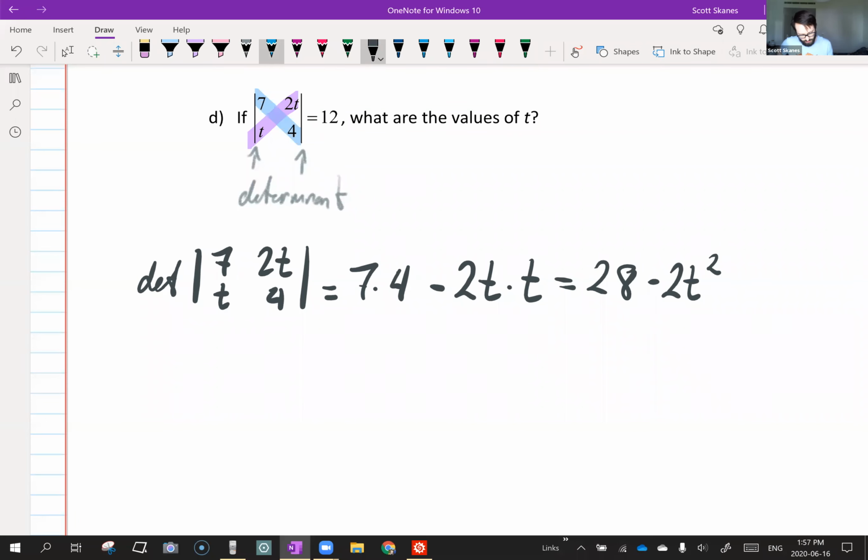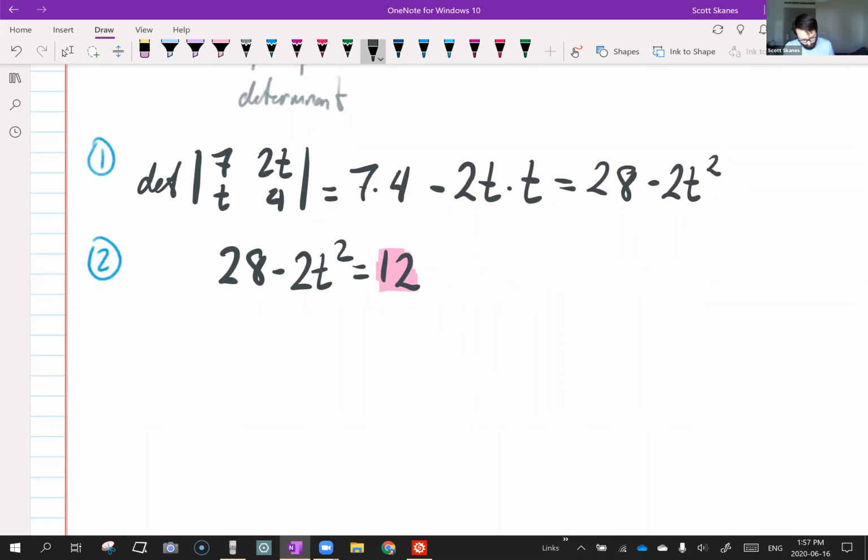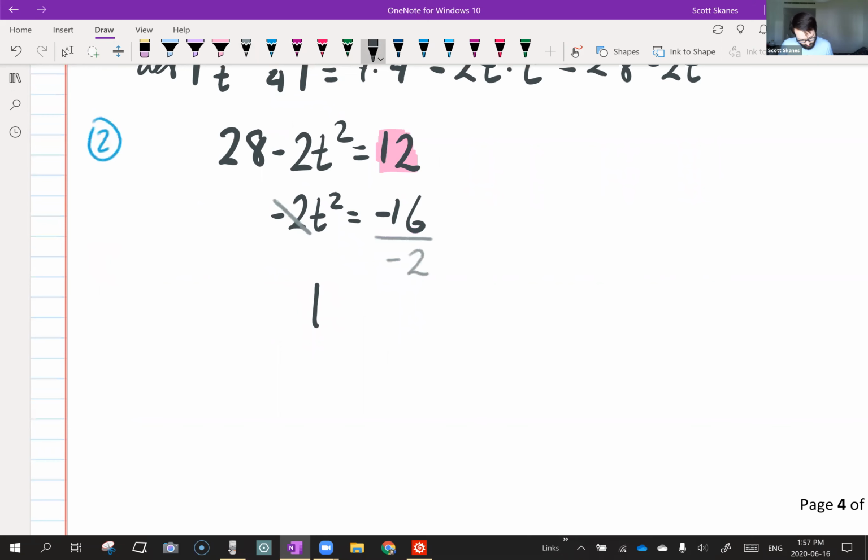All right, and it's saying that this determinant equals 12. So in other words, this is kind of our first step. Our second step, it's saying that our determinant equals 12, so 28 minus 2t squared equals 12. Where did I get that 12? From the original question, okay? Now I just solve for t. That means -2t squared is 12 minus 28. 12 minus 28 is -16. You can divide both sides by -2. That means that t squared is 8.